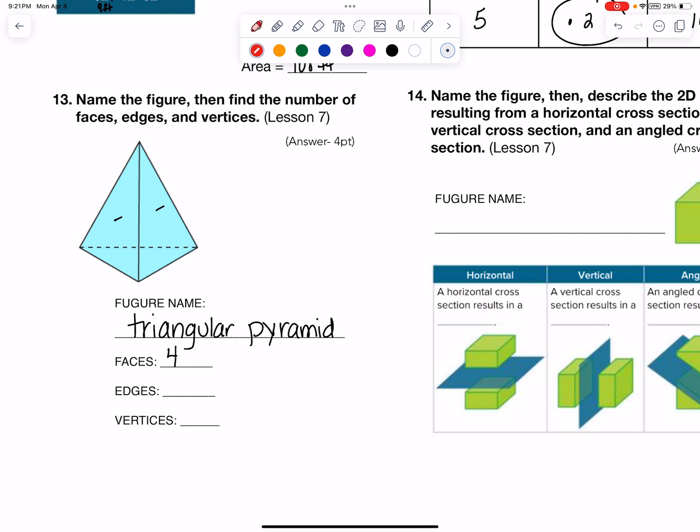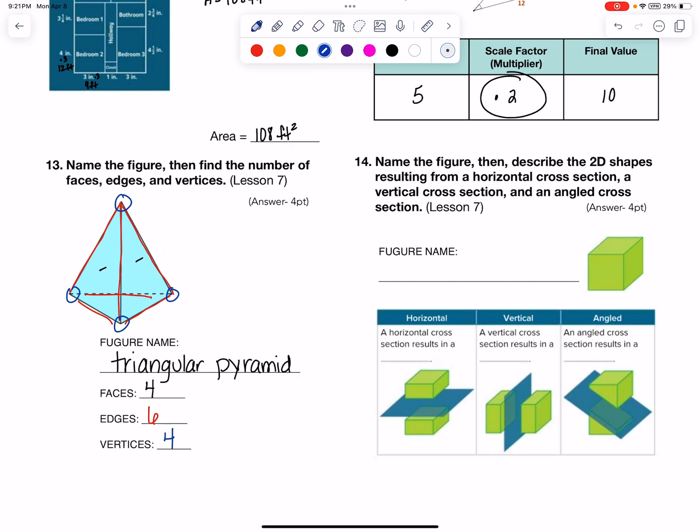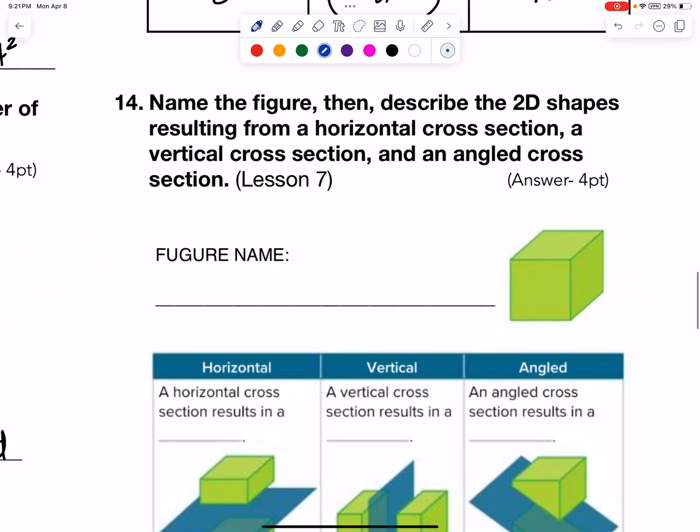How many edges? Remember, the edges are the line segments. So 1, 2, 3 going around. Be systematic about it. Okay. And then 1, 2, 3 on the bottom. So 6 edges total. How many vertices or corners? 1, 2, 3, 4. And there we go. So just be careful, be systematic about it, and you'll be fine.